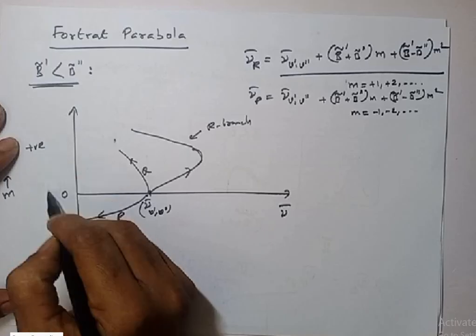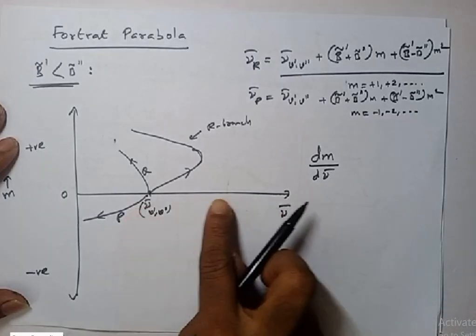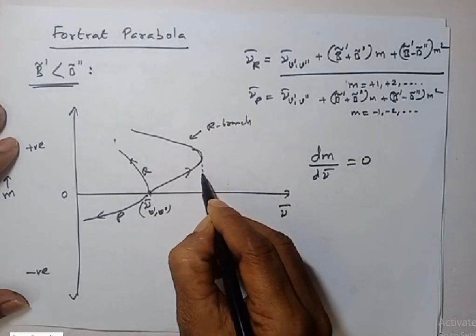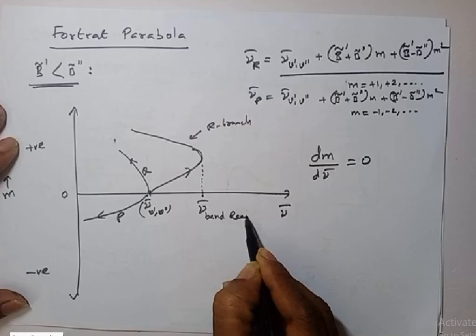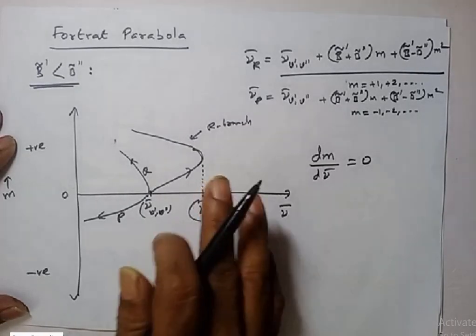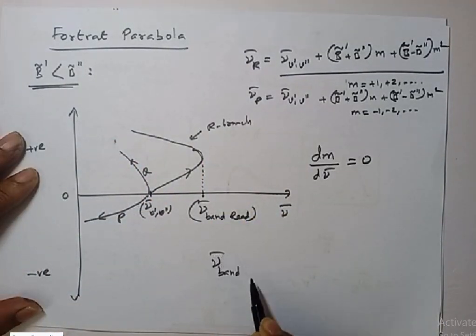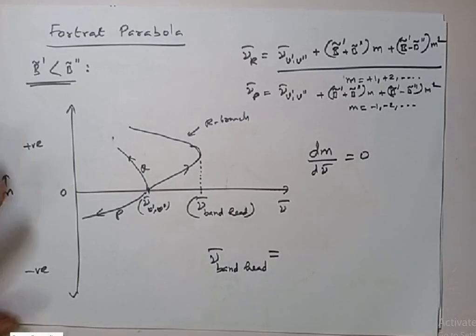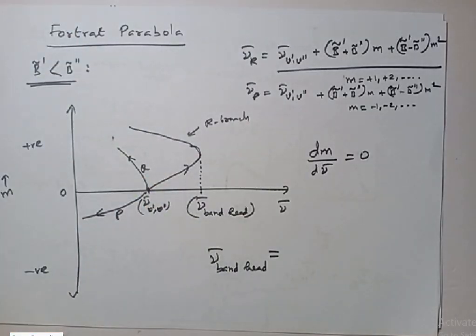If I differentiate nu with respect to M, dnu by dM, and put this value equal to 0, yes, I can find at what frequency we get the band head. Yes, we can do this. I am going to give you the final expression directly. The frequency of the band head is equal to, just note down, this is the formula. And these parabolas are called Fortrat parabolas. From the Fortrat parabola, we can find the frequency at which the band head appears.